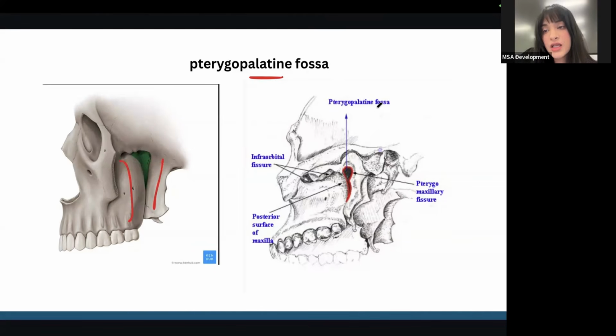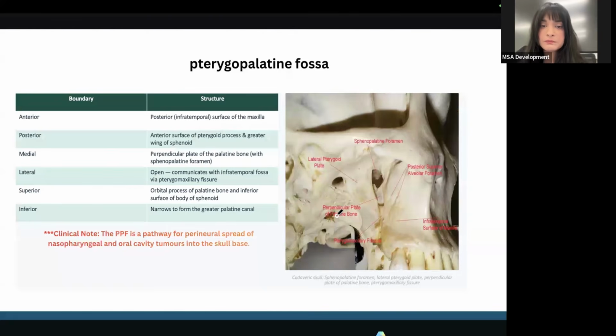The pterygopalatine fossa is the hole. Okay, it's like the inside. This opening that you can see is the pterygomaxillary fissure, and then you also have the infraorbital fissures over here. Don't worry about those. And the posterior surface of the maxilla. This is the posterior surface. Okay. Now, what are the borders?